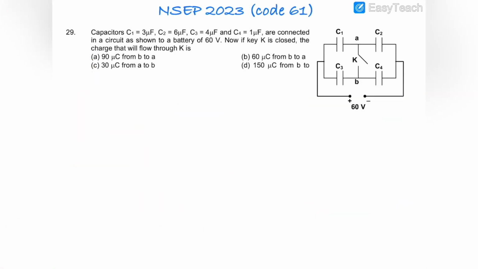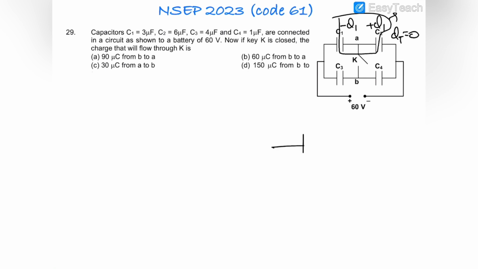In this question, you can see that these are 4 capacitors which are connected like this, and the battery is of 60 volts. Now if this key is closed, then the charge that will flow through this key will be. So we already know that the charge on this plate of the capacitor and the charge on this plate of the capacitor is equal and opposite, and therefore we can say that the sum of charges on these two plates is 0. So Q total is 0.